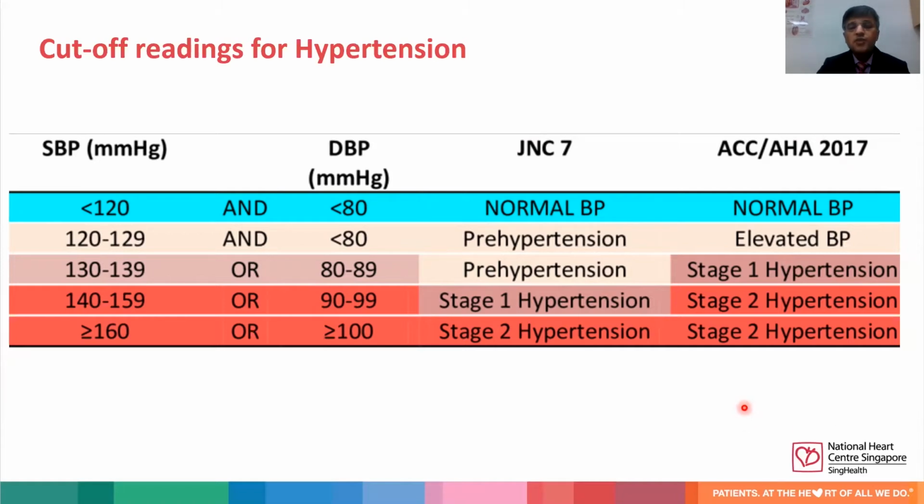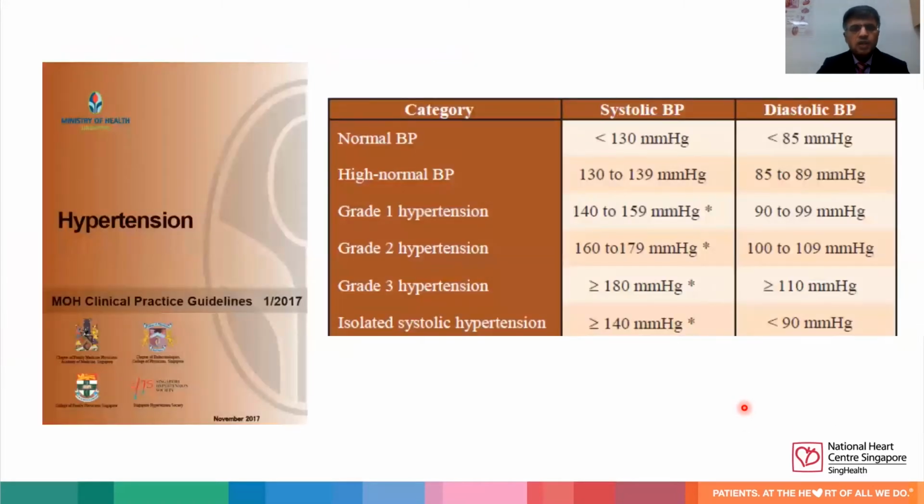This data is, of course, from the Western world. If you look at our own data from our local guidelines, we still diagnose hypertension if the reading is more than 140, and anything less than that is still called a high normal blood pressure.